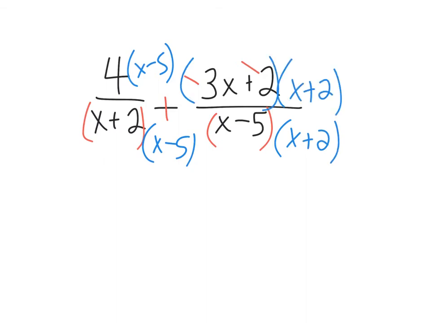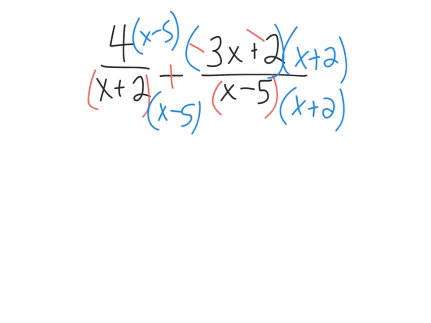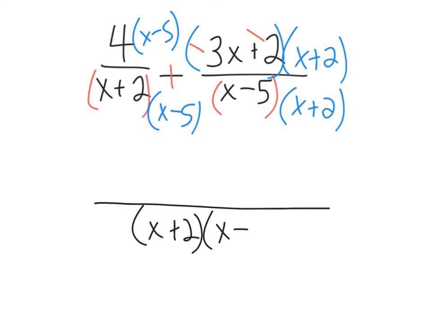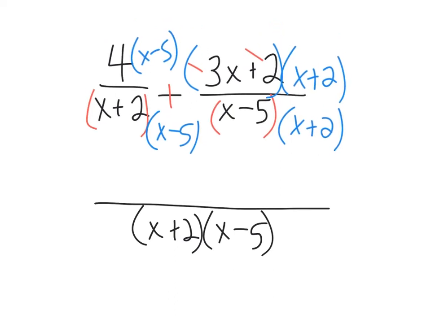And just to make sure everybody understands, that next step, I said our denominators are going to be the same. And you might look at that and say, well, they're not the same. One's x plus 2 times x minus 5, and one's x minus 5 times x plus 2. Well, commutative property, we can change the order of our multiplication, and so they are actually the same. So whichever one you want to put first doesn't really matter.